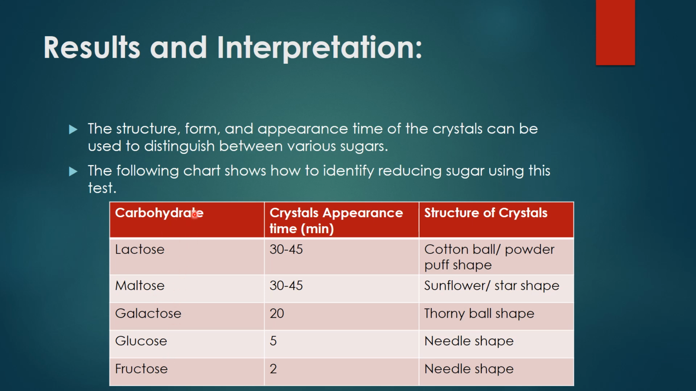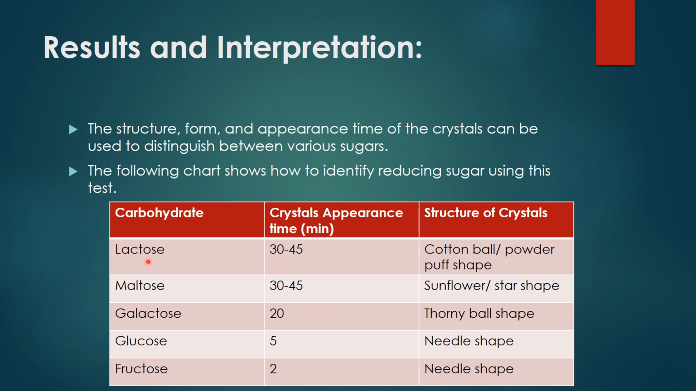The following chart shows how to identify reducing sugar using this test. So here we have the sugars. They're all reducing sugars: lactose, maltose, galactose, glucose, and fructose. This is the crystals' appearance time per minute, and this is the structure of crystals. So from the structure and the formation or appearance time of the crystal, we can distinguish between them, because as you see, they have a different time of appearance, and also they have different shapes.